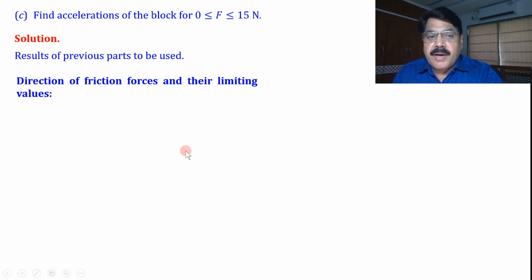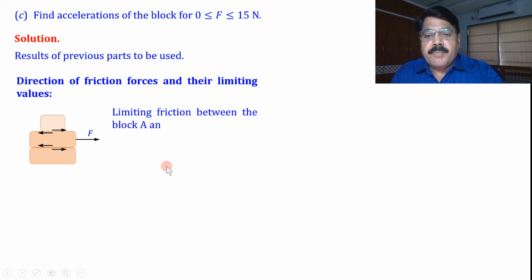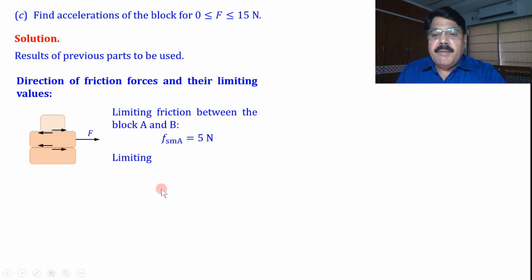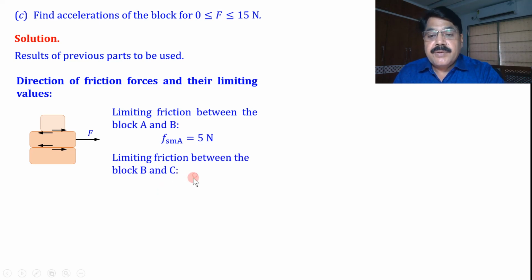So we are again rewriting them. With F applied here, friction here will be forward, here backward. Again here it will be forward on C and backward on B. So these are the directions of the frictional forces. The limiting value of friction between blocks A and B was f_s,max A, 5 Newton, and the limiting value of friction between blocks B and C was f_s,max B, 6 Newton. These two things we have calculated earlier.